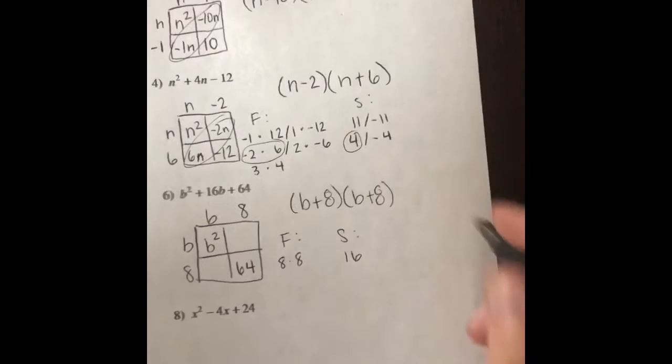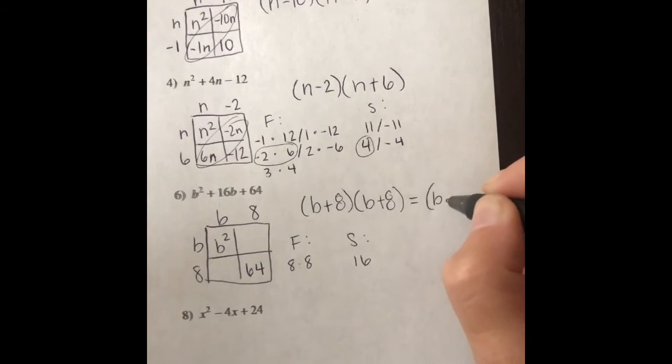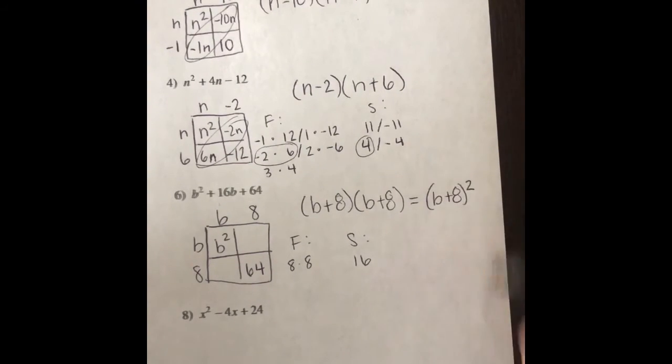Now you may see this written another way. You may see this written as B plus 8 squared. So either one of these answers would be acceptable.